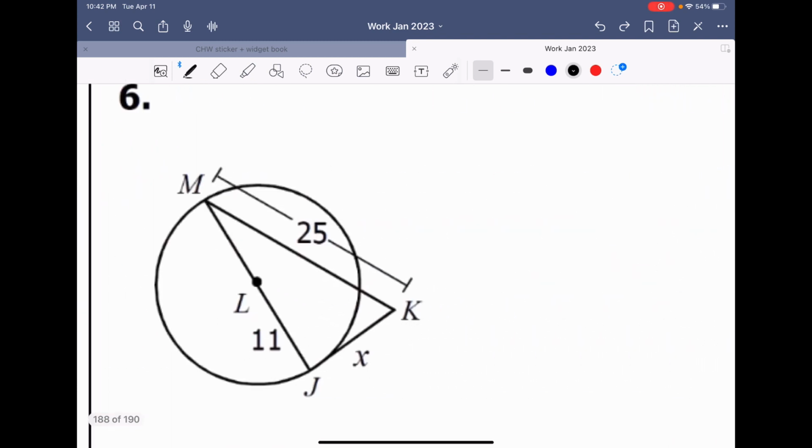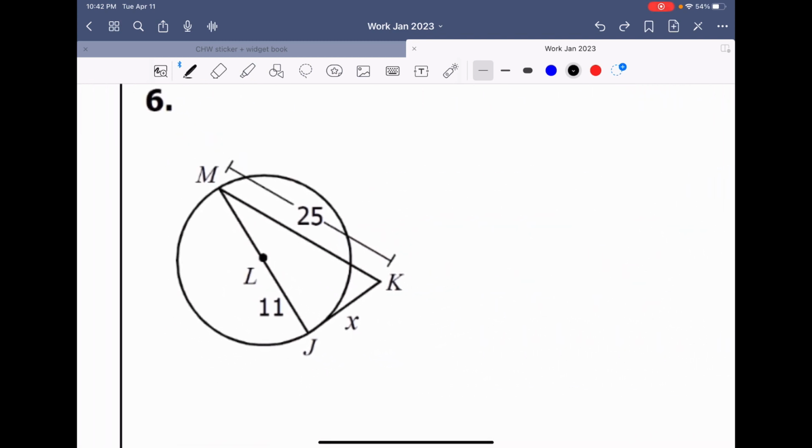All right, so let's go to number 6. So number 6, this one, they did not cut it. It's just 25, which is good. This side is x. This side is 11. Okay, that's a radius. So from the edge to the middle is 11. So from the edge to the middle, we have another 11.